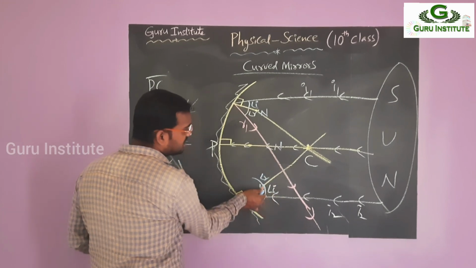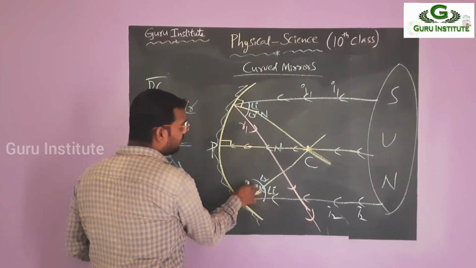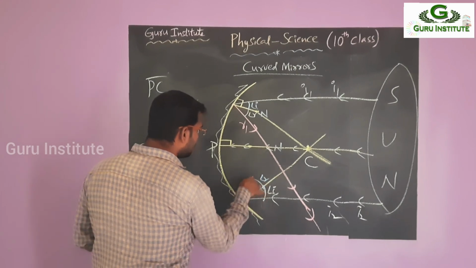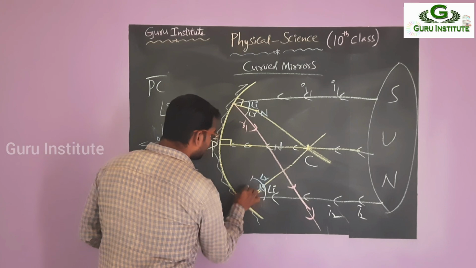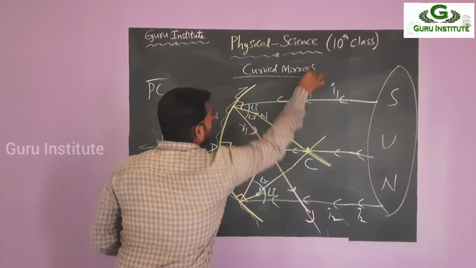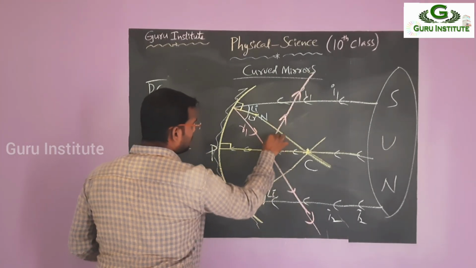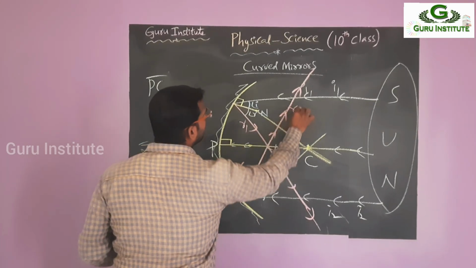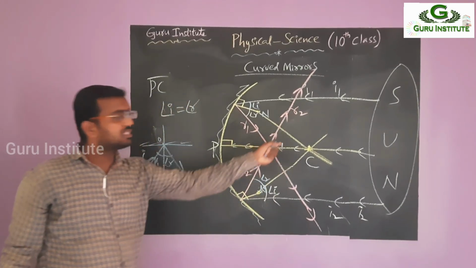How much is it? Suppose this is 30, I am taking 30 only. If it is 40, 40 only. So now we have to join this one here, like this. Right, so this is the second reflected ray. So this is the first reflected ray, and this is the second reflected ray.